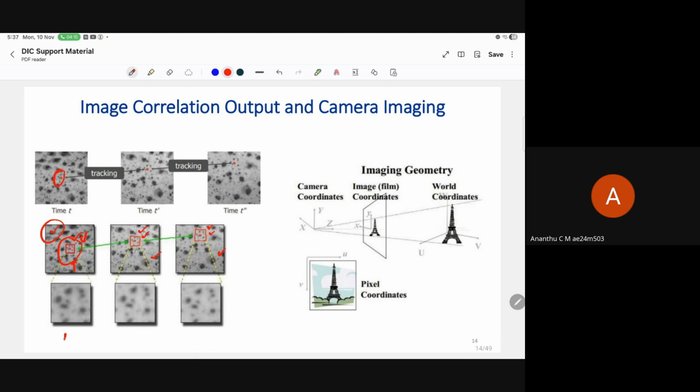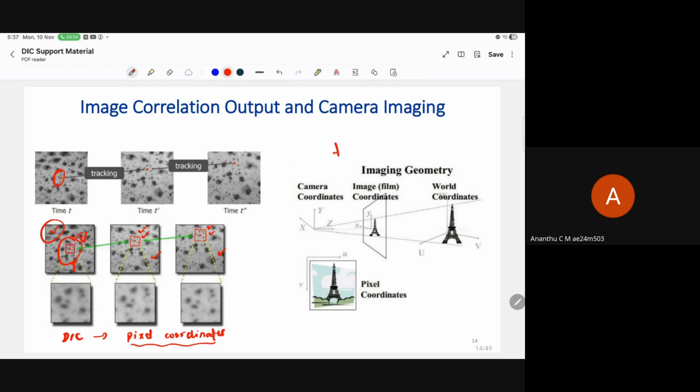So the DIC process basically gives you the pixel coordinates, right? We will only know the movement of the subset or point of interest in terms of pixel coordinates, because we are doing the process in the images and images have pixels, which is why we call it pixel coordinates. Okay, but that is not the ultimate aim. The ultimate aim is that we want to see what the displacement is in physical coordinates, right?